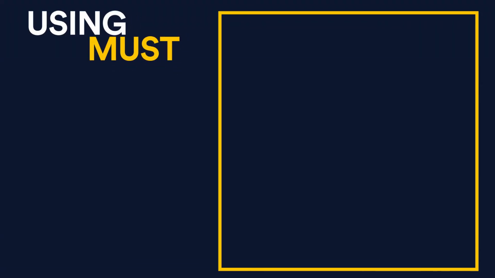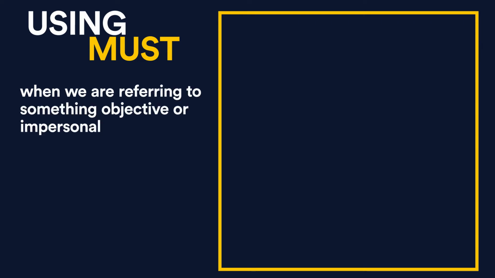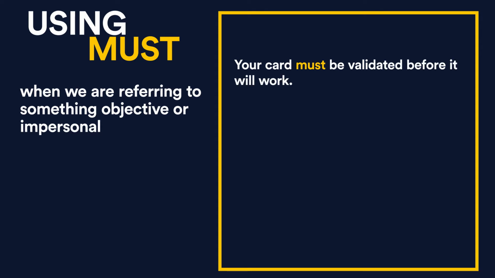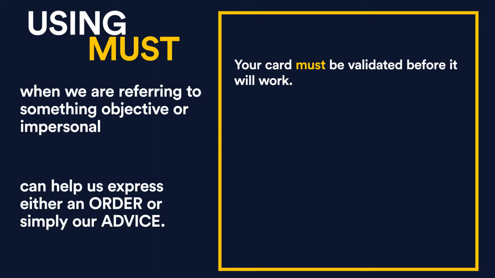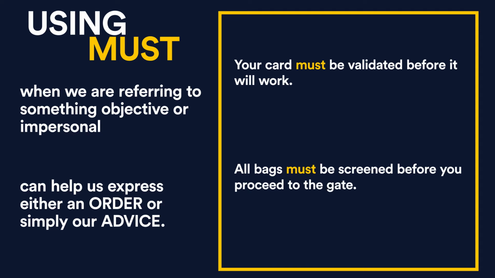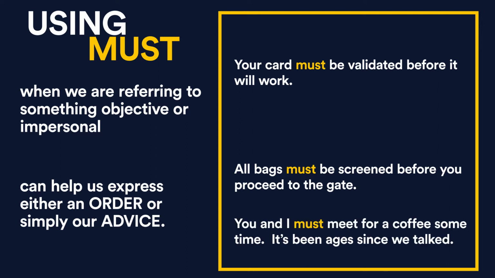The word must can be used when we're referring to something objective or impersonal. For example, your card must be validated before it will work. The word must can help us express either an order or simply advice. For example, all bags must be screened before you proceed to the gate. You and I must meet for a coffee sometime. It's been ages since we talked.